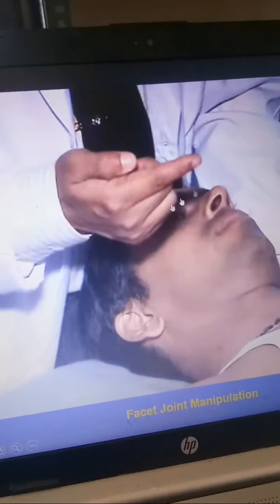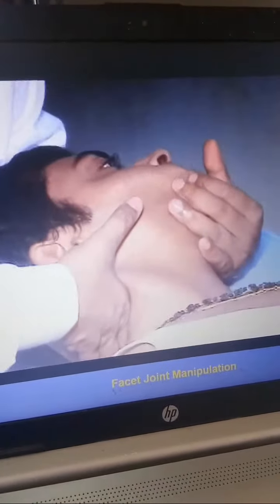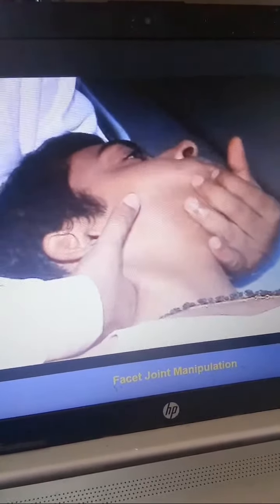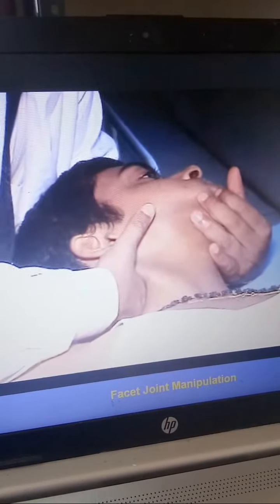We can go for the facet manipulations. You just see here. Specific manipulations and mobilizations, I already showed on the skeleton, and some techniques I showed here also. This is the upslope manipulation. On the facet, identify the affected facet, and then I'm manipulating it. That was the upslope manipulation.